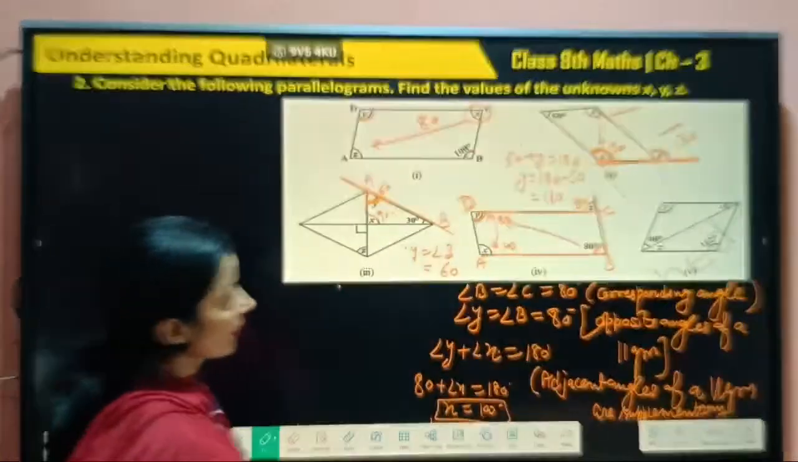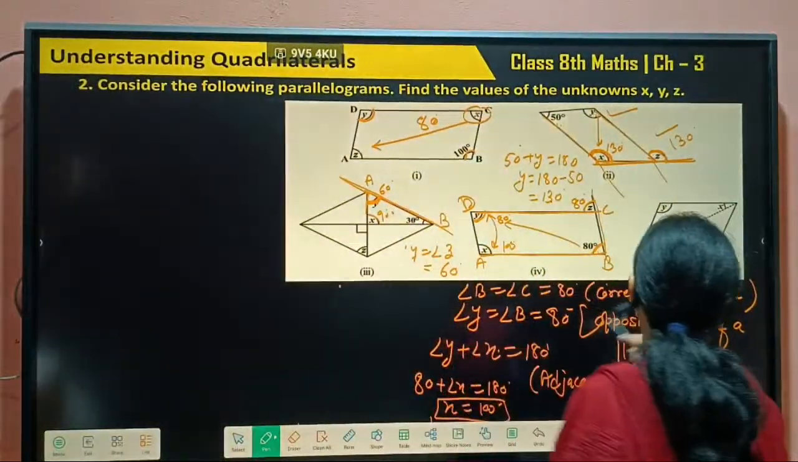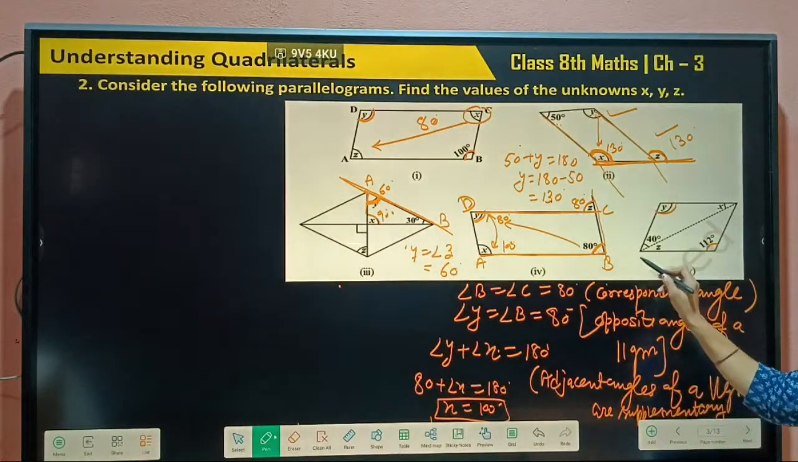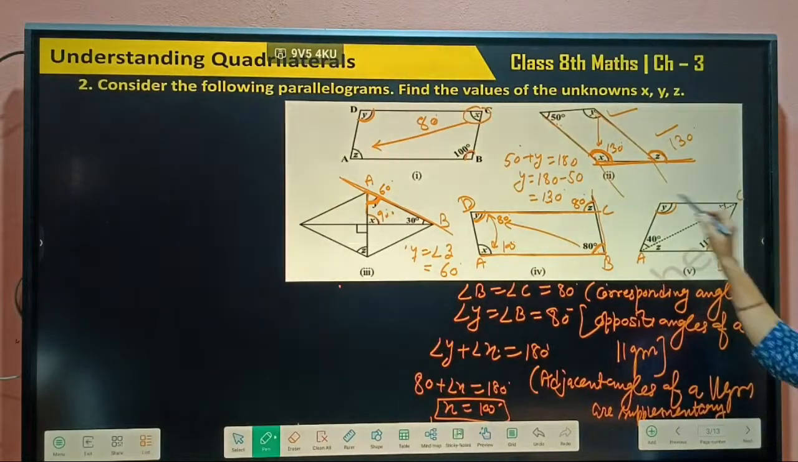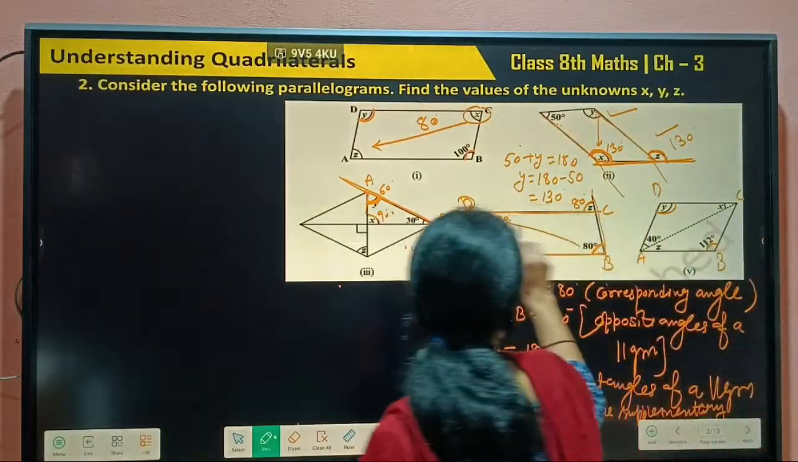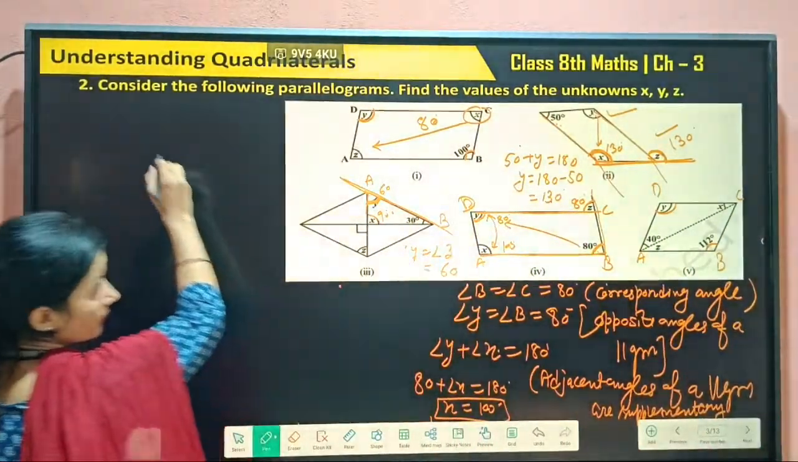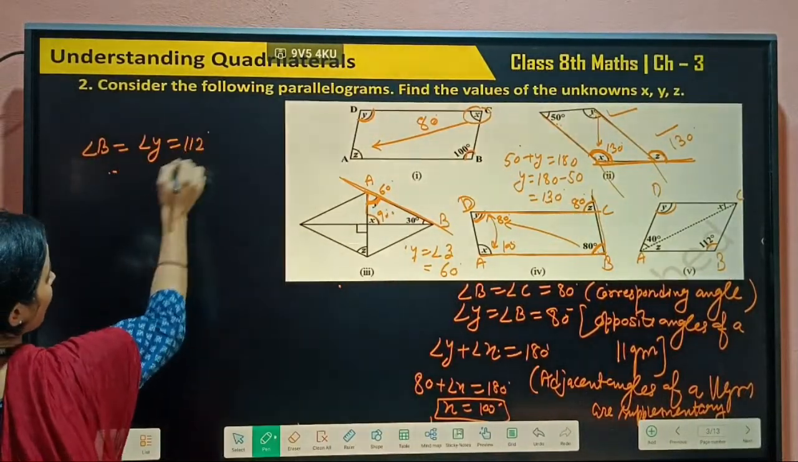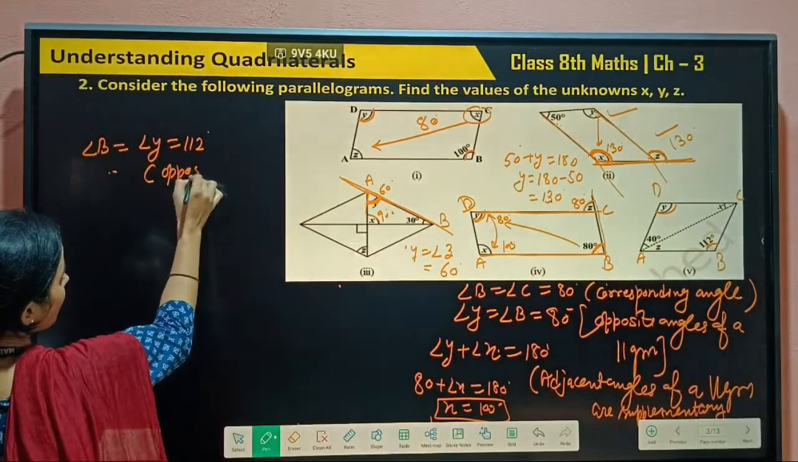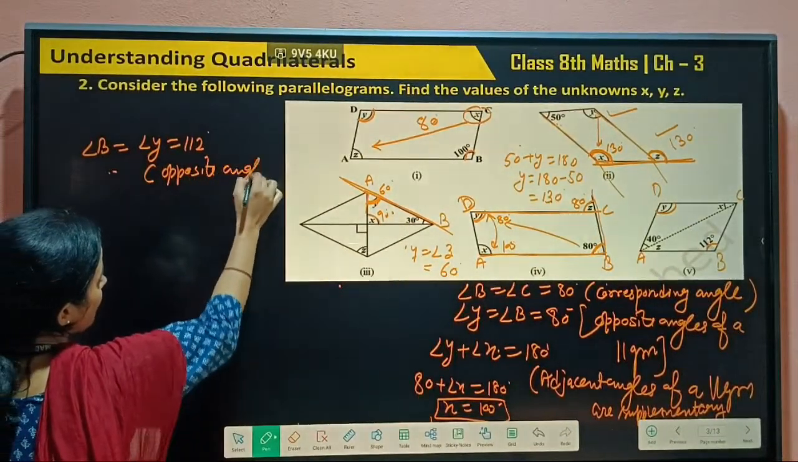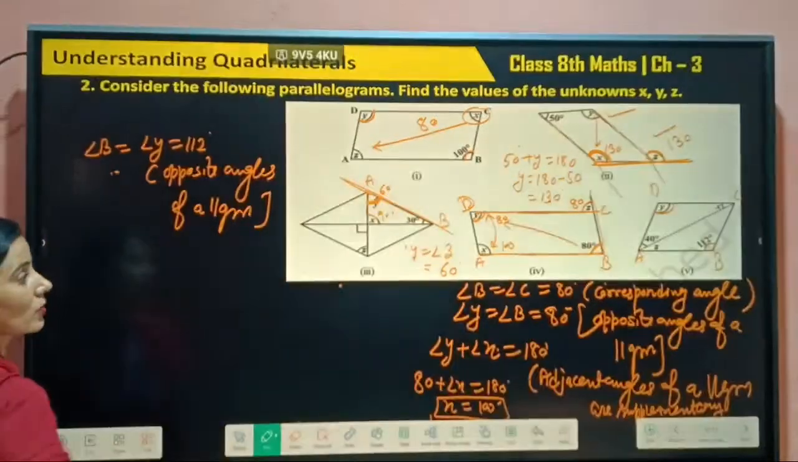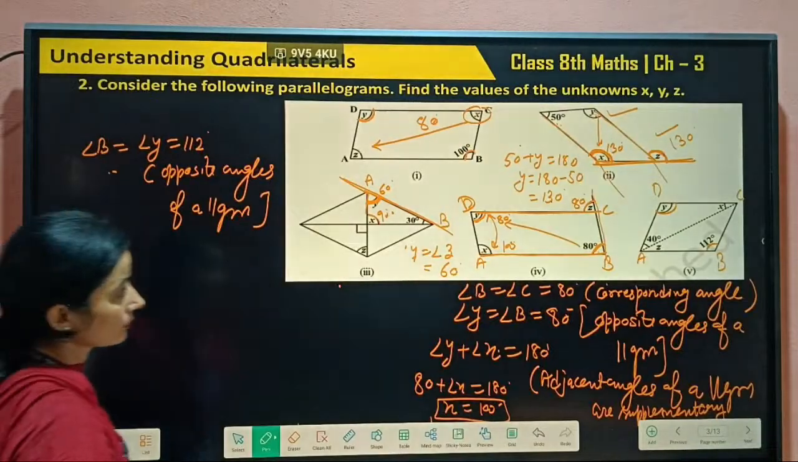Now see, next, the fifth part. This angle Y is opposite of this angle, A, B, C, D. Y is opposite of angle B. Okay, angle B is 112. So angle B equals angle Y equals 112. Reason is opposite angles of a parallelogram are equal.